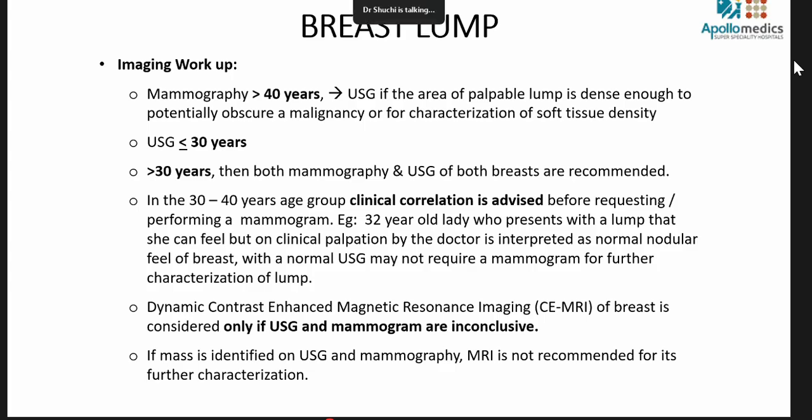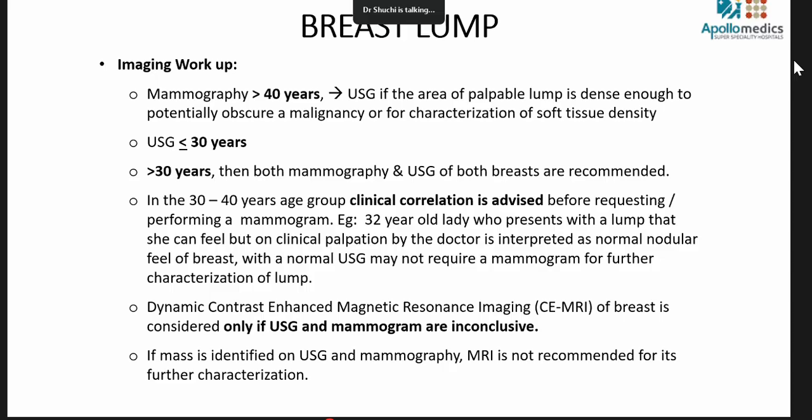So coming to the imaging workup, again, those two things: mammography for more than 40, ultrasound for less than 30, and for 30 to 40, mammography and ultrasound both are recommended. In the 30 to 40 age group, clinical correlation is advised before requesting or performing a mammogram. Example, a 32-year-old lady who presents with a lump that she can feel on clinical examination or a doctor has felt it. But the doctor interprets it as a normal nodular feel of the breast with a normal ultrasound, then no need for a mammogram. But if you find something, okay, something might be there, then please go for a mammogram.